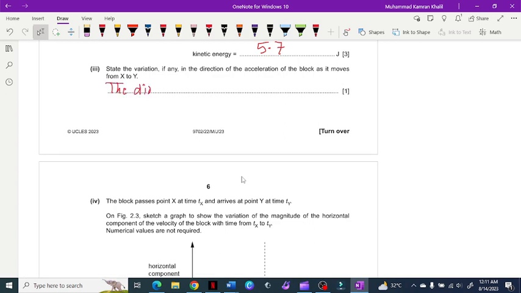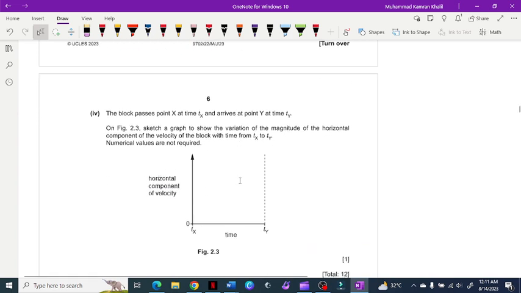The direction of acceleration is downward. As it is a projectile motion, the next part is also related with the projectile motion. The block passes point x at time tx and arrives at point y at time ty. On figure, sketch the graph to show the variation of the magnitude of the horizontal component of the velocity.